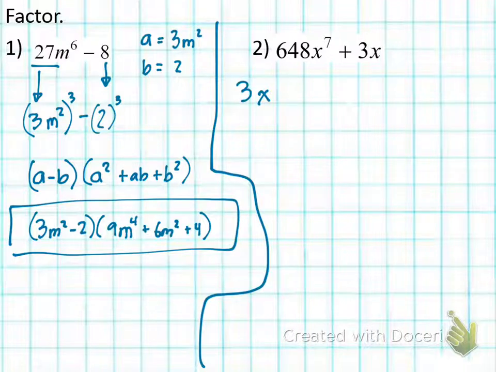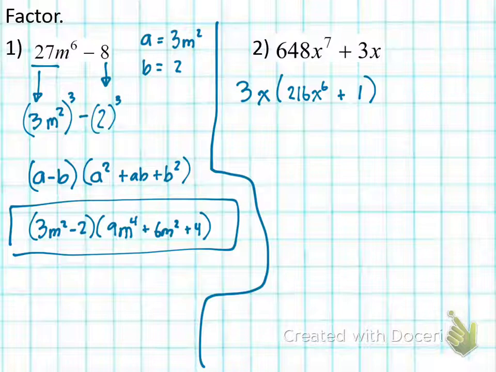So I would check on my work. If I were a student, I would see if I could divide 648 by 3. Now I know I can. So 648 divided by 3 is 216. And then the factored form would leave 216x to the 6th plus 1, because we know that 3 times 216 is 648, and x times x to the 6th is x to the 7th. 3 times 1 is 3, and x times 1 is x right here. So we factored it correctly.